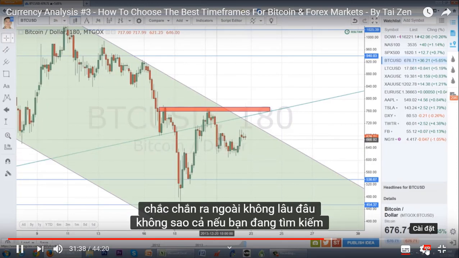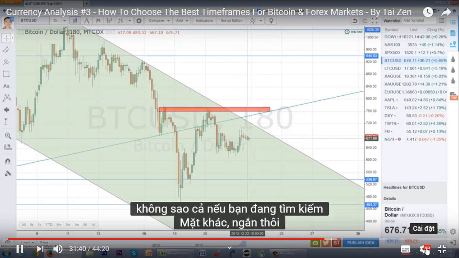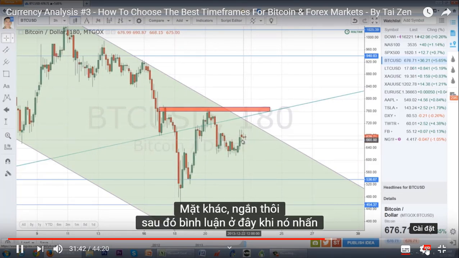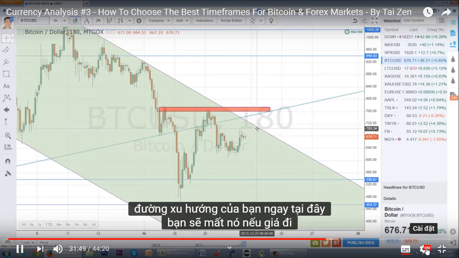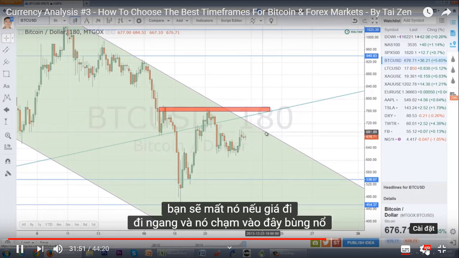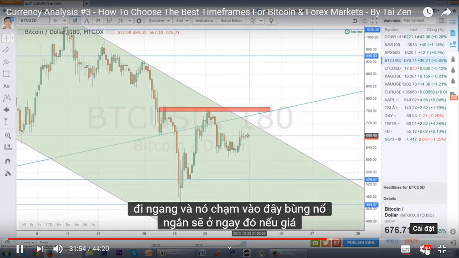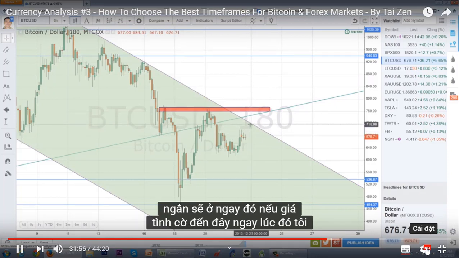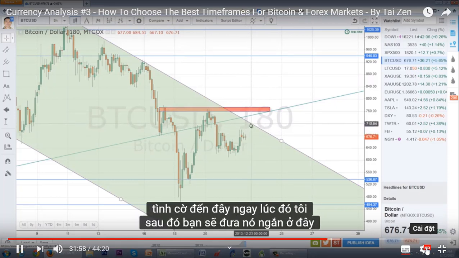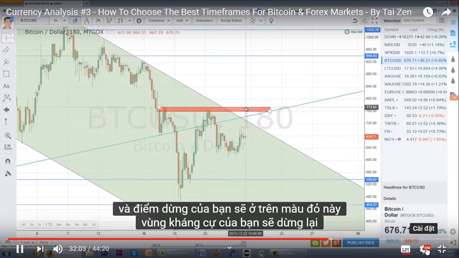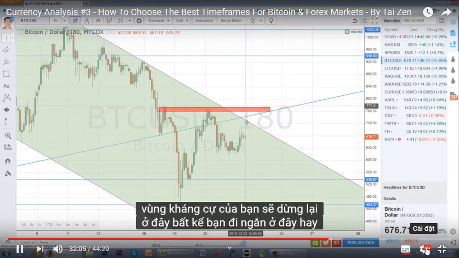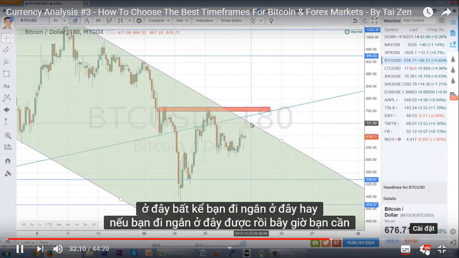Okay, if you were looking to take this short, on the other hand, then coming up here when it hits this trend line right here, that's where you would take it short. If price goes sideways and it hits here, boom, your short would be right there. If price happens to come up to here, then you would take it short here, and your stop would be above this red resistance area. Your stop would be up here, regardless of whether you go short here or here.